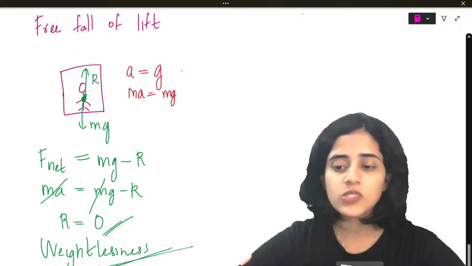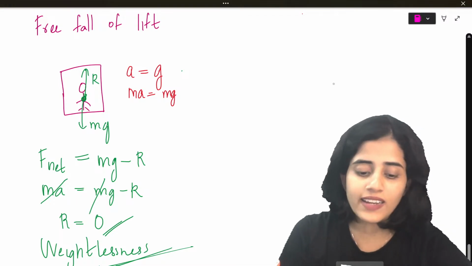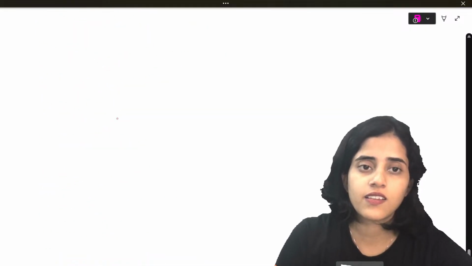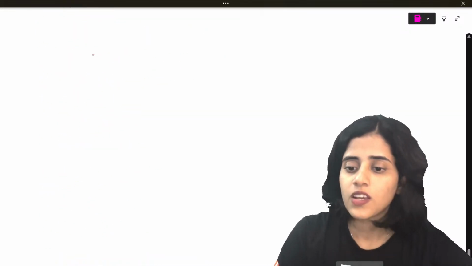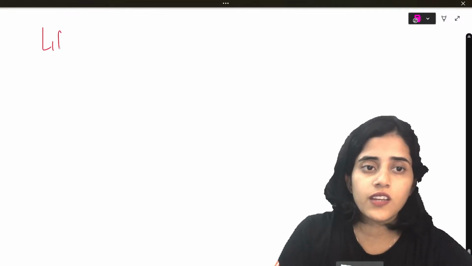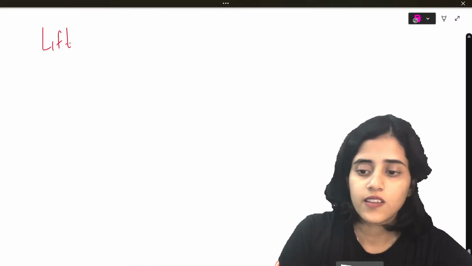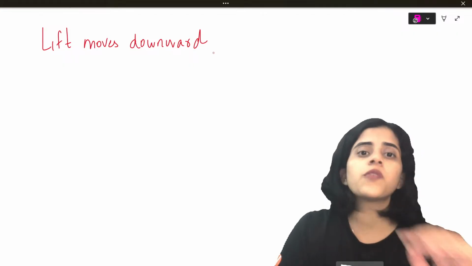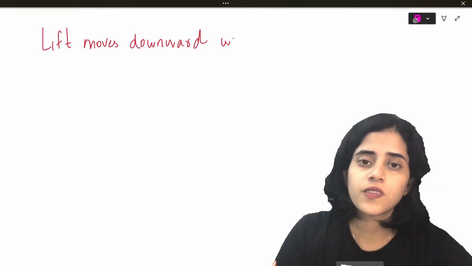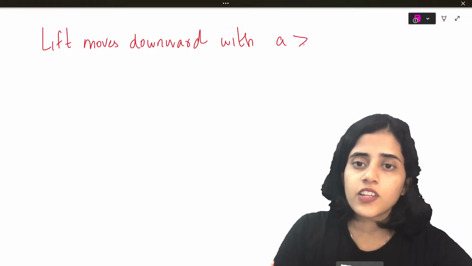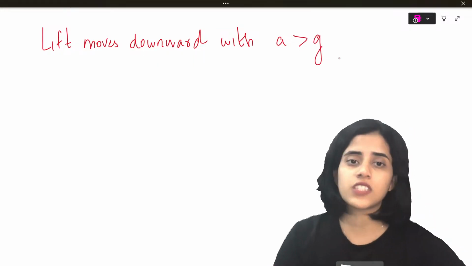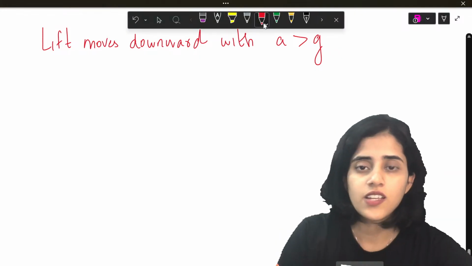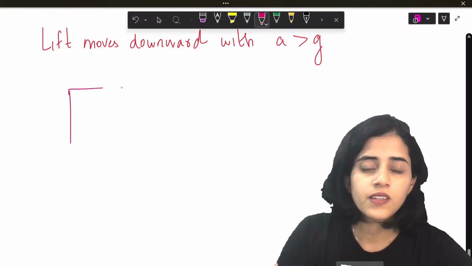Next, one last case. We're going to wind up the lift with that one last case. What is that last case? When the lift moves downwards with acceleration greater than gravity. So the lift is moving down with acceleration greater than gravity, so definitely it is not freely falling. So this is the lift.